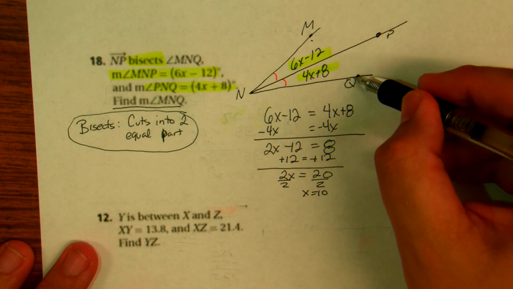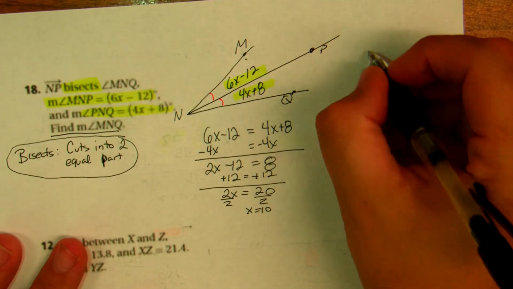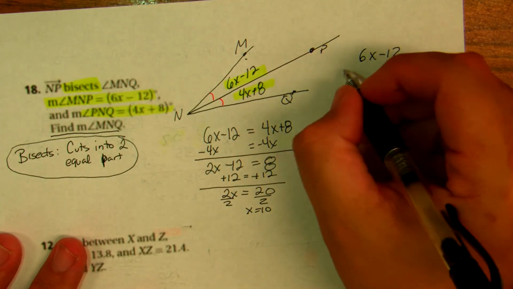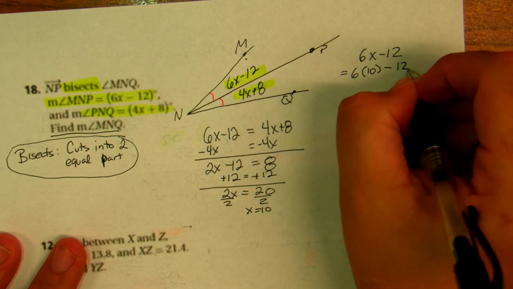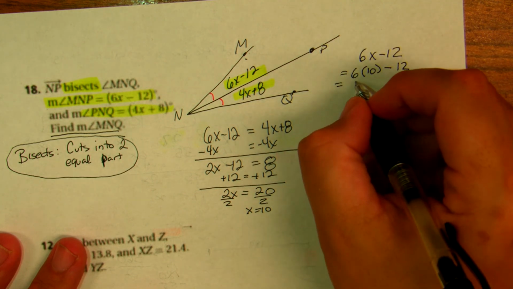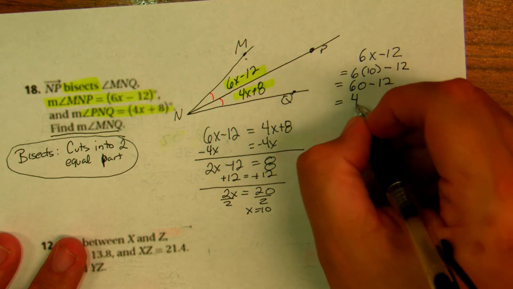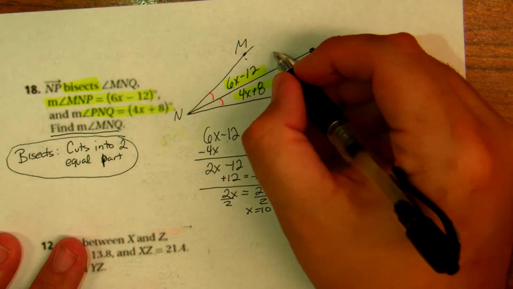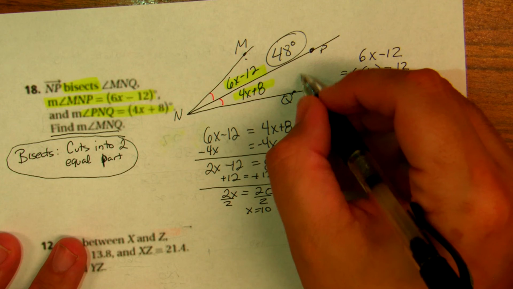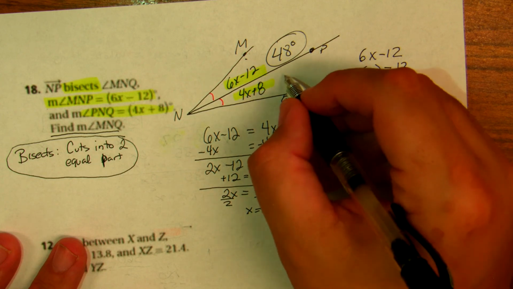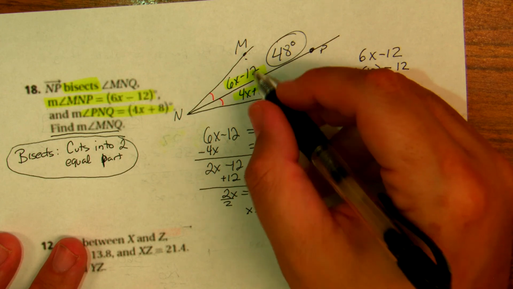Now for the first angle, 6x minus 12, plug in the 10 value. So that's 60 minus 12, which is equal to 48 degrees. So this guy's 48 degrees. What do you know about this angle then? It's not vertical, but they're equal to each other. So it's 48 degrees.